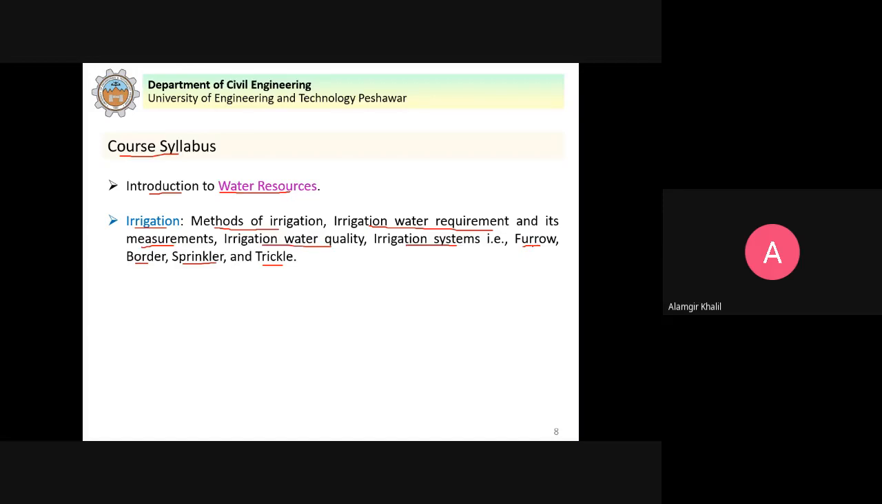And the different systems, after we have the water from surface sources or ground sources, once you have the water, then how the water is applied in the agriculture field, these agriculture irrigation systems, clear? So we have different types that we will study in detail.